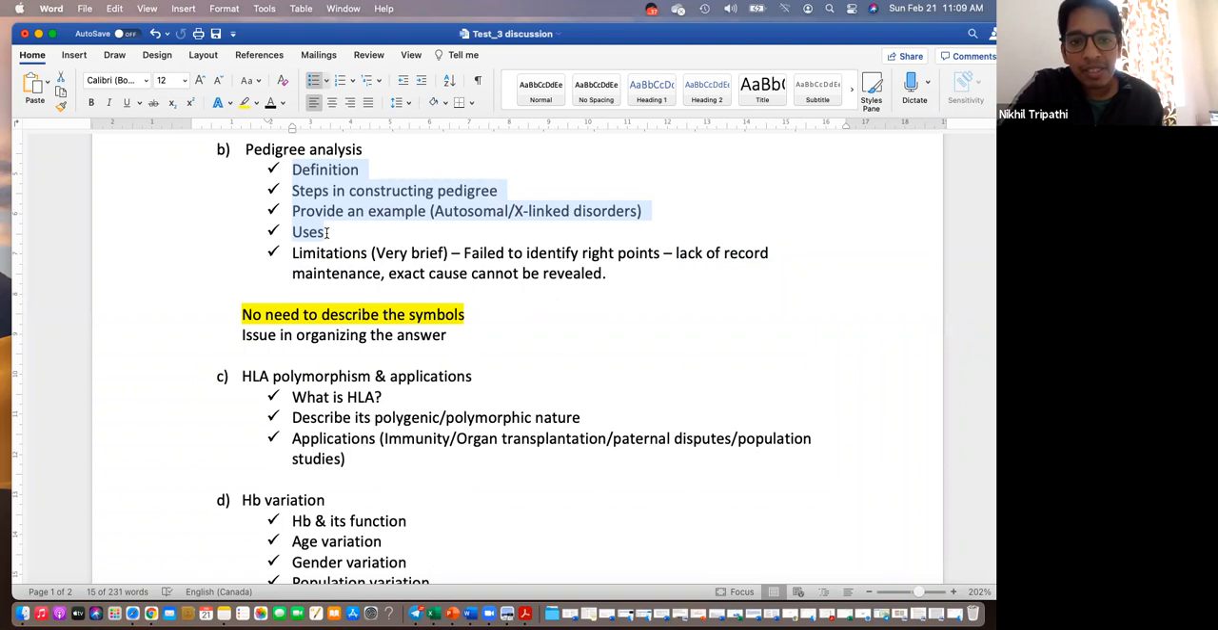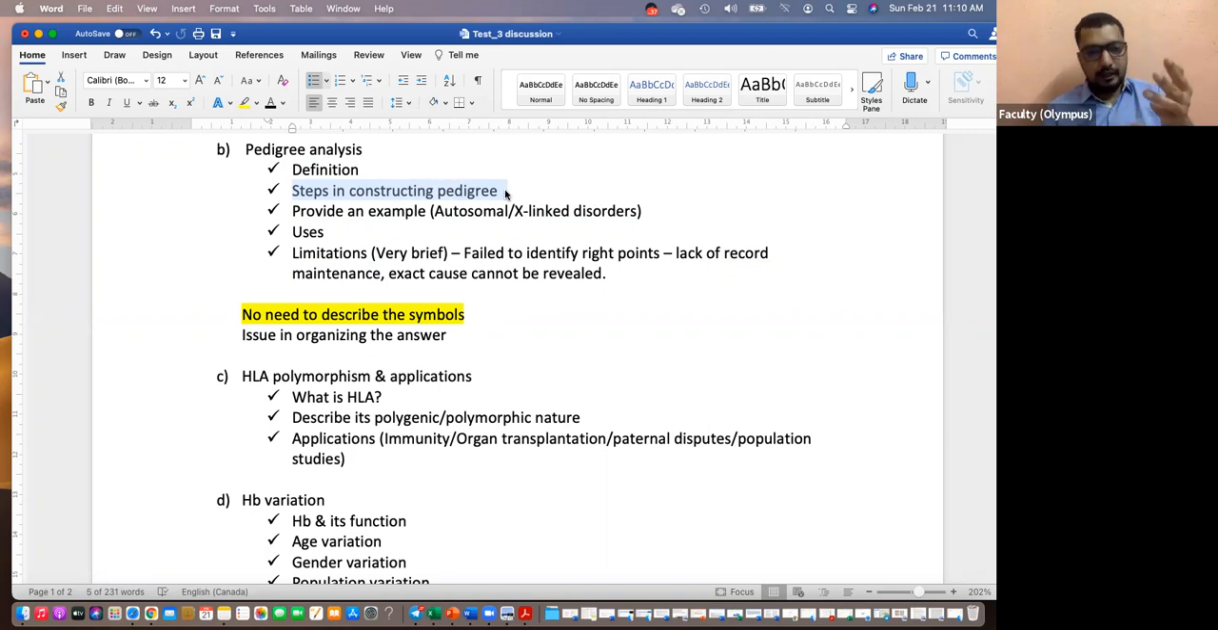Second point, the steps in constructing pedigree, we have to put it in form of an example. Like I didn't understand this point. It's up to you. So two ways that you can do. One, so what do you say is, how is pedigree chart constructed? A genetic counselor or a geneticist approaches the proband. They basically collect the data related to that particular disease in the family. He puts them in the order.